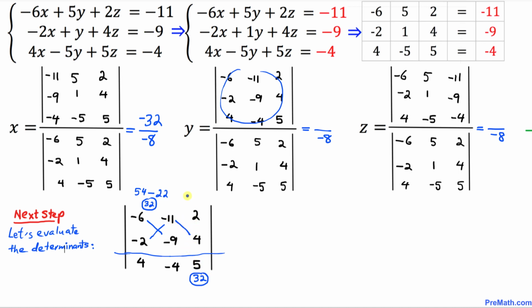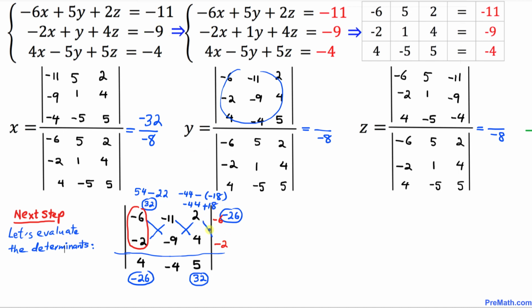Negative 11 times 4 is negative 44. Then we put a minus sign. 2 times negative 9 is negative 18. So negative 44 plus 18. And if we simplify that one, that is going to give us negative 26. All right. This negative 26 is going to go in this opposite side. And now our next step is we are going to copy this number, this column, negative 6 and negative 2 over here, and let's crisscross once again.